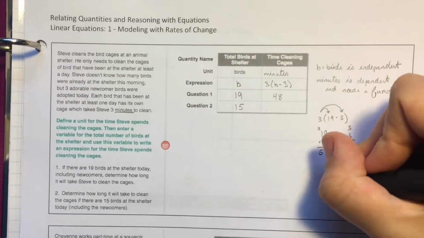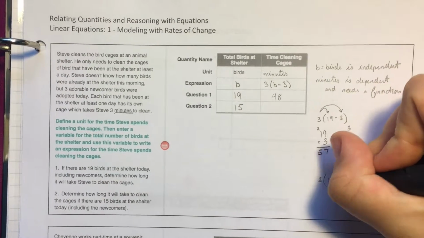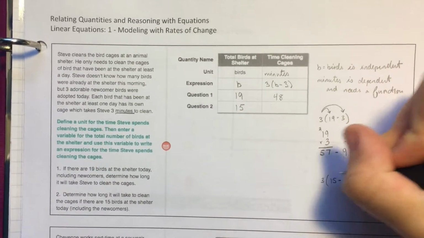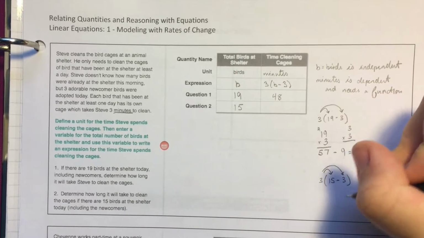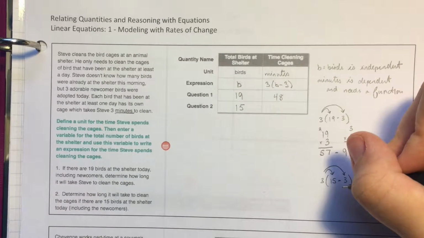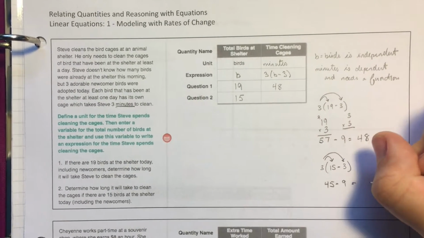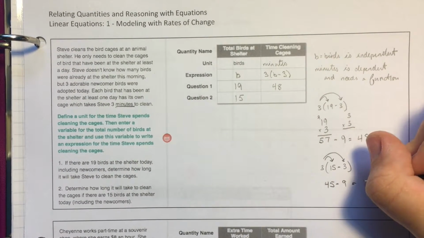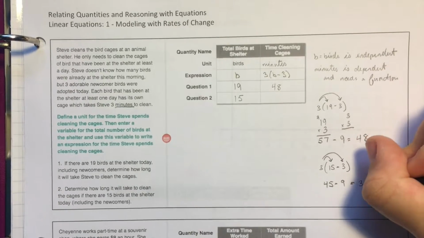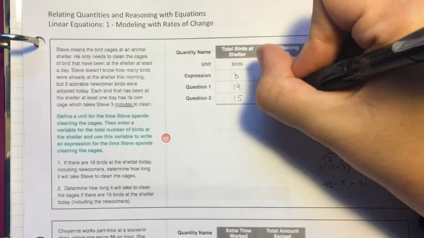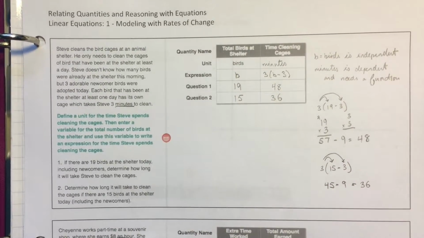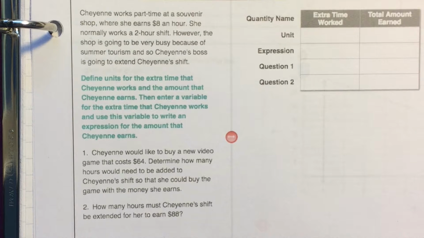If there are 15 birds at the shelter, I do the same thing. Substitute that 15 in for my value of B. Distributive property. And solve: 45 minus 9 gives me 36 minutes total. The questions in this workspace all follow the same format. So here's a second example.